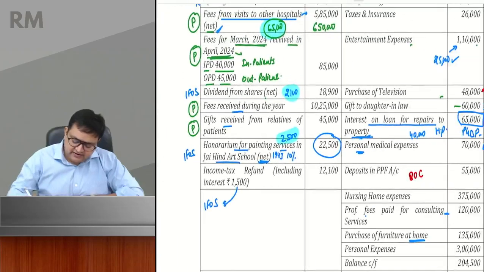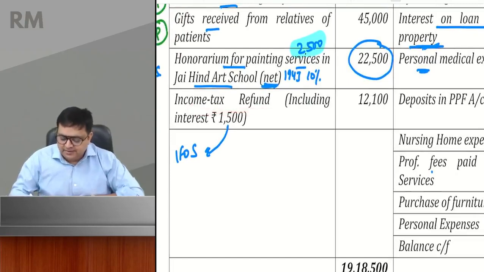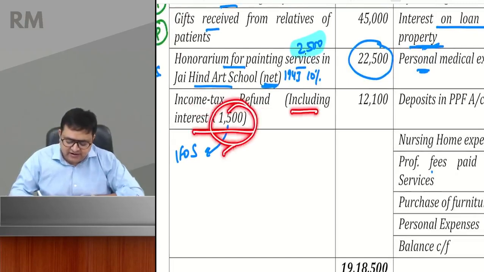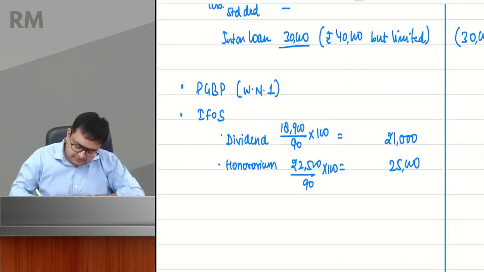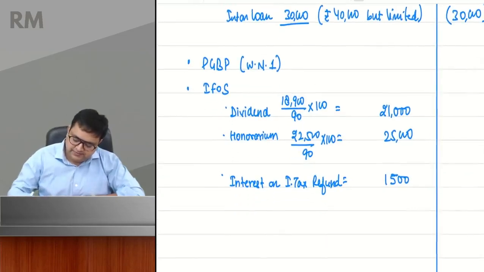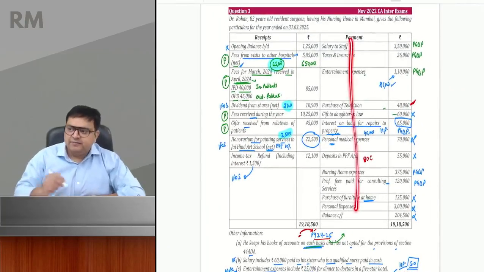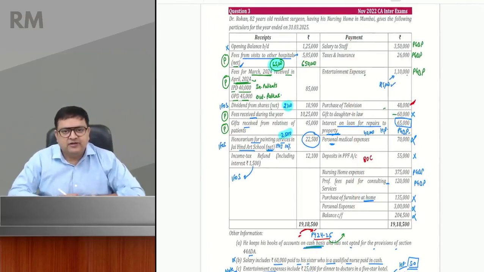See, in the receipt side, we have seen most of the things. Income tax refund is not an income, but interest on income tax refund, 1,500, is an income. Correct. Now, guys, I will not waste my time on the payment side because we are more concerned with IFOS income. So it would be on the receipt side. Are we done with it?